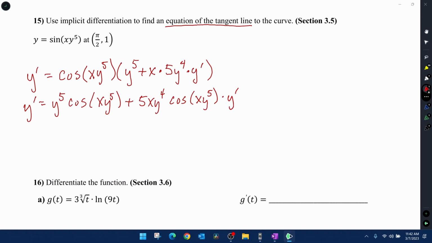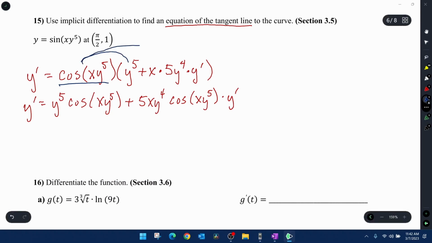You don't distribute the cosine to the y prime. You distribute the cosine of x y to the fifth to each term, to this term and to this term. What I did is I moved these factors here to the front, inserted the cosine function right in here, and then the y prime at the back, okay? So the answer is no, you don't multiply the cosine times each one of these, because these are factors, not terms.